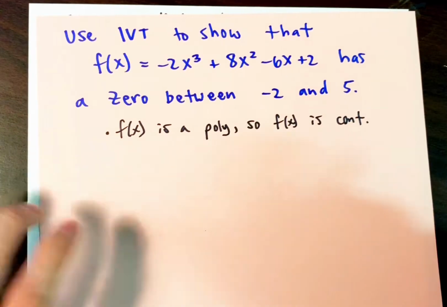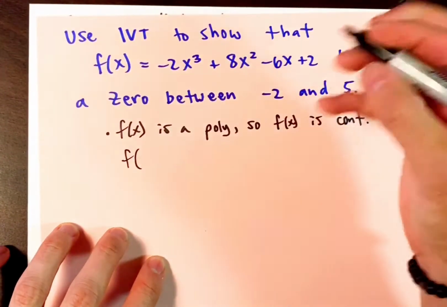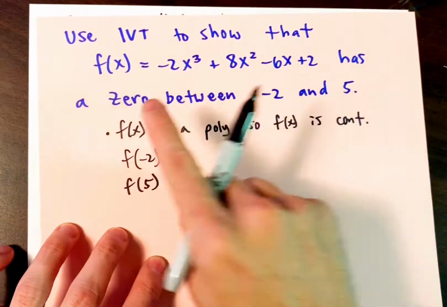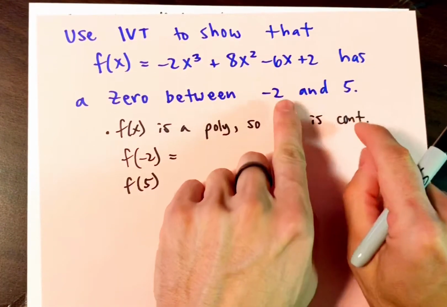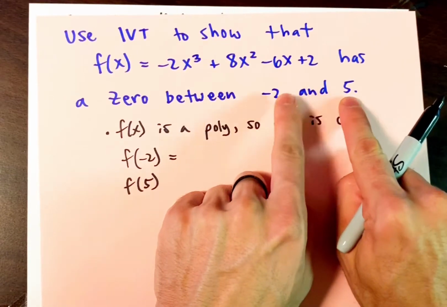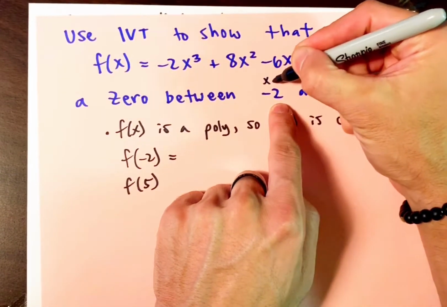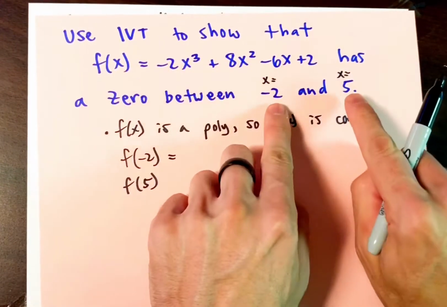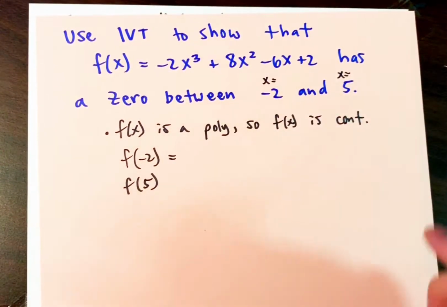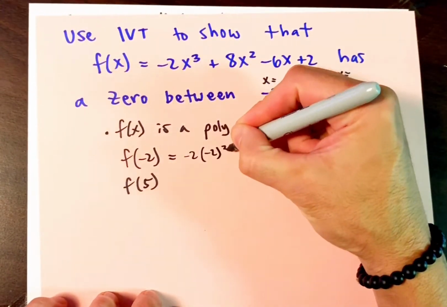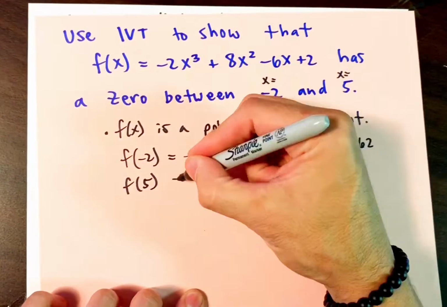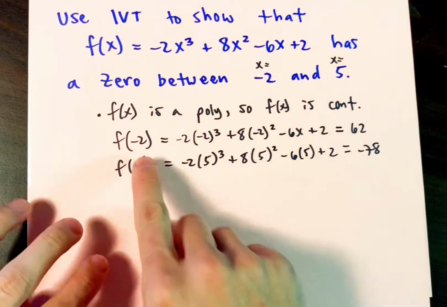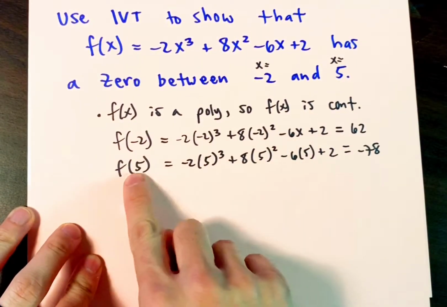Now, what you want to do is evaluate the given function at the beginning and end point. Now, these are x values. Yes, this is an x value. This is x and this is x. So you want to evaluate the given function at both of these locations. So f of -2 is this, and f of 5 is this.